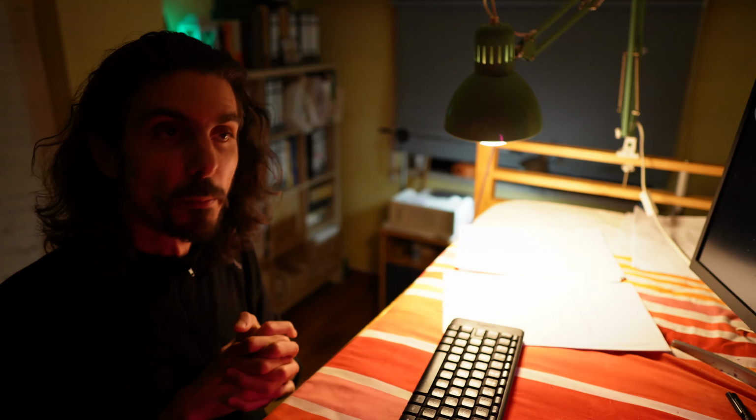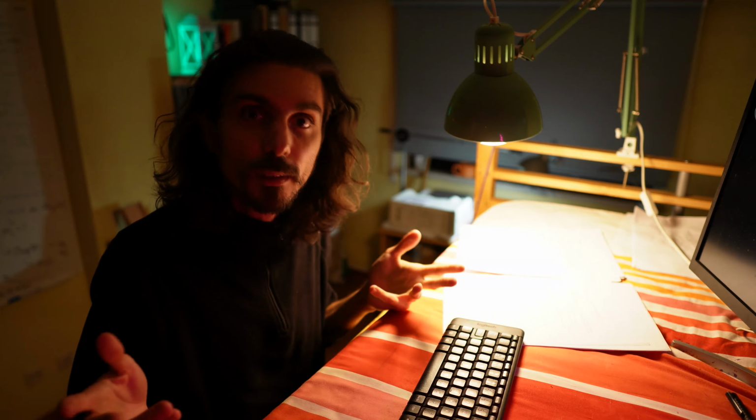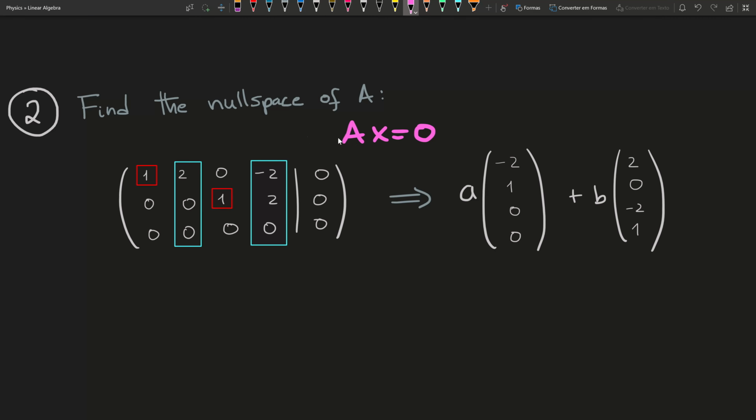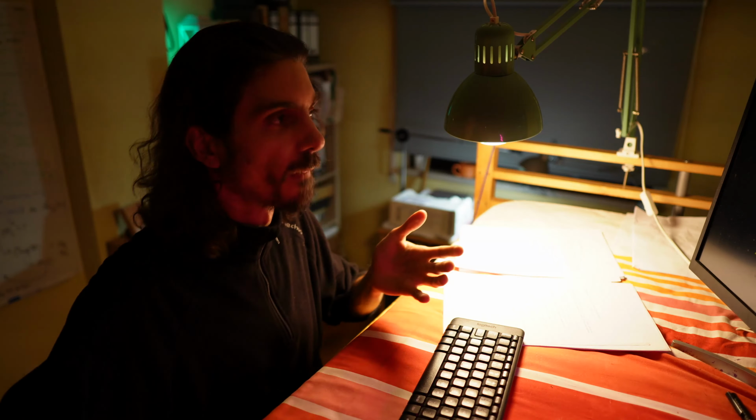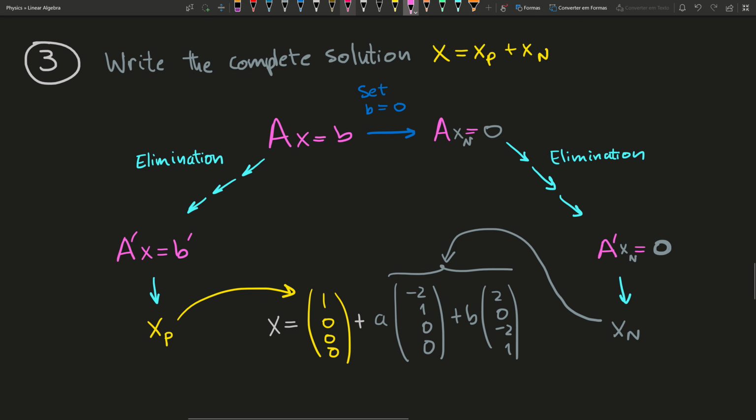The second step is to find the null space of the matrix. We already did this before, and through elimination arrived at this system here, and we found two columns. So all these linear combinations correspond to the null space of A. The third step is just to combine the particular solution that we found and the null space. I draw here a diagram to show the idea.